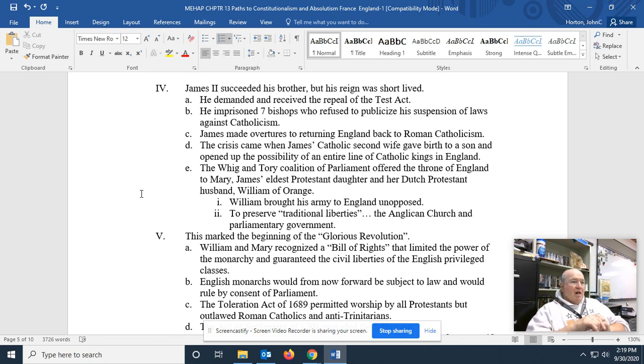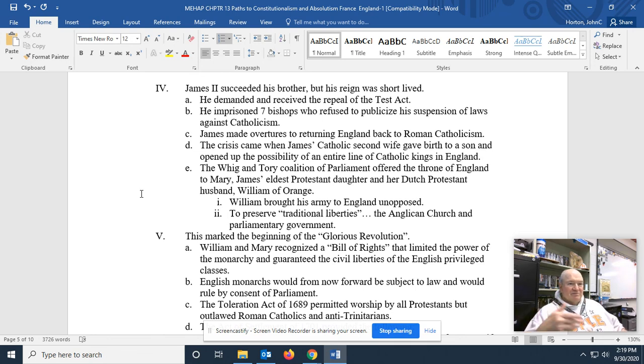So, getting back, James II demanded and received the repeal of the Test Act. He imprisoned seven bishops who refused to publicize his suspension of laws against Catholicism. You say, what does that mean? James II had seven bishops in the Anglican Church imprisoned because they would not tell the congregations that these laws against Catholicism had been suspended. And so, James began to make overtures towards returning England back to Roman Catholicism.